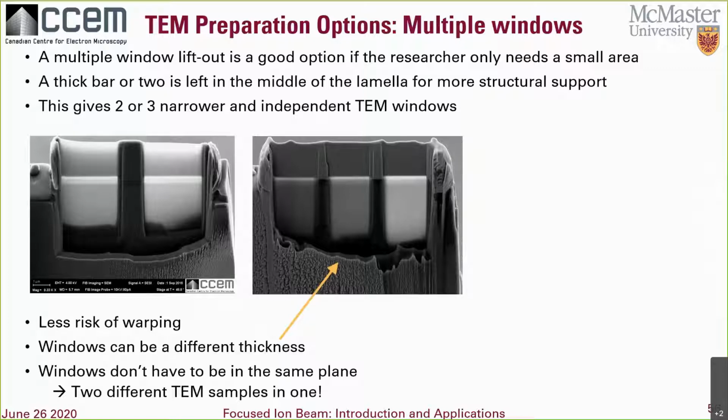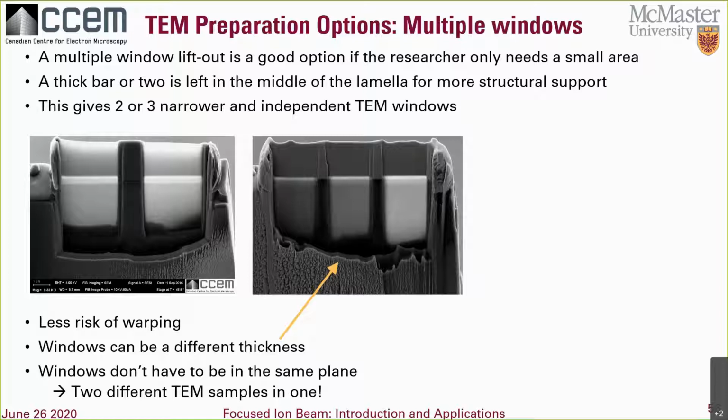Multiple windows. Now this isn't always going to be the best approach, but if the researcher only needs a small area because the sample doesn't change much, or they only care about really high magnification HRTEM, then a multiple window liftout is a good option. Instead of one wide thin area, it's possible to leave a thick bar or two in the middle of the lamella for more structural support. This gives you 2 or 3 narrower and independent TEM windows.